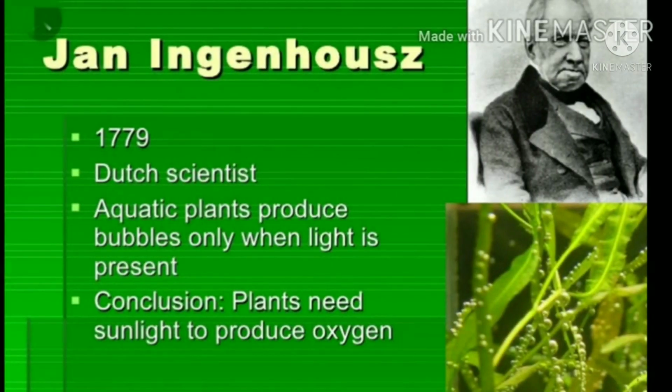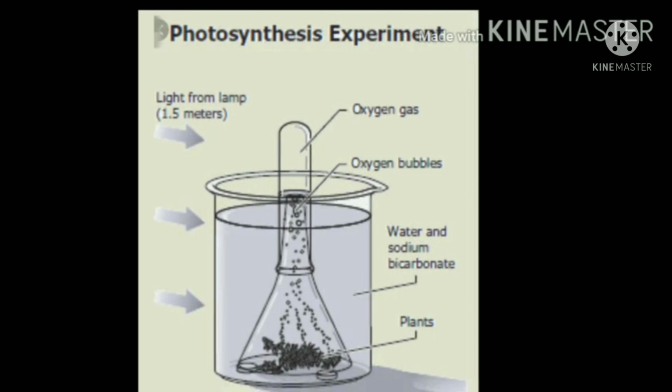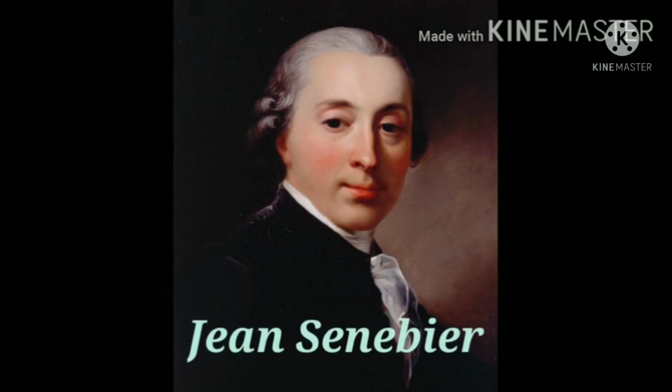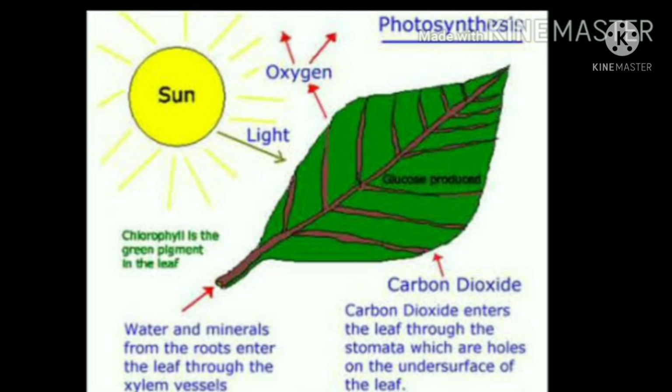Jan Ingenhousz was a Dutch chemist. He concluded that plants use light to produce oxygen. Jean Senebier was a Swiss botanist. He demonstrated that plants absorb CO2 and release oxygen with the help of sunlight.